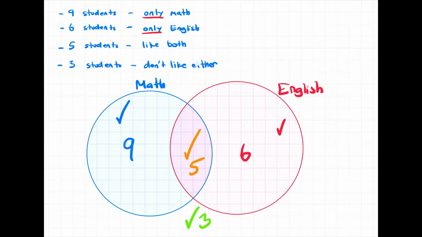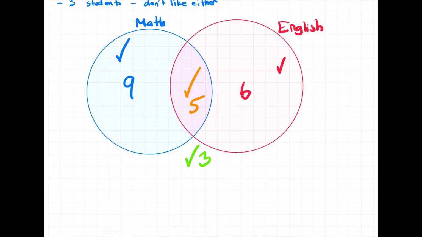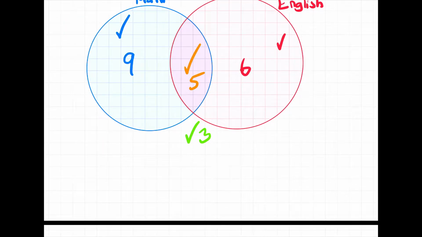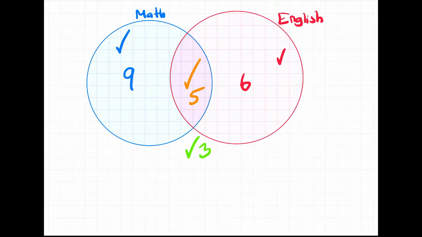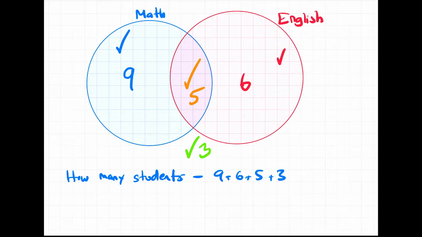So in this case, because we're talking about 9 that only like math, 6 that only like English, 5 that like both, there are some questions we can ask. If I was to ask, for example, how many students, let me just grab a blue pen right here, how many students participated in this survey? Well, it would be 9 plus 6 plus 5 plus 3, which is going to be 15, 20. It's going to be 23 students.